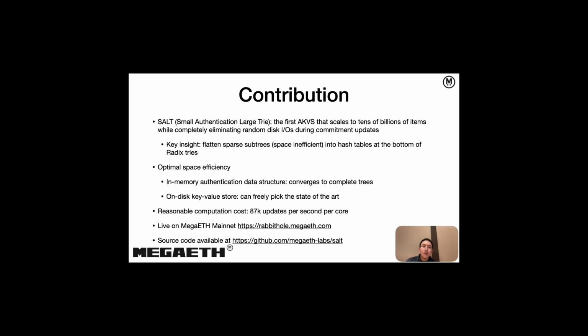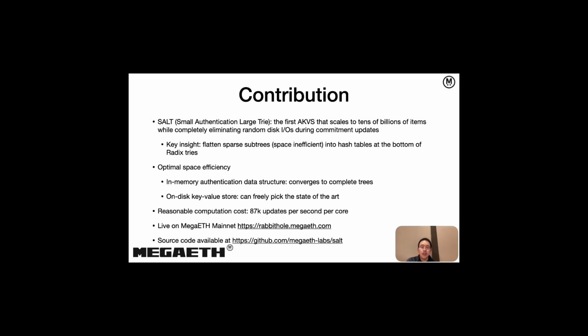All right, to quickly recap this talk, we briefly touched on MegaETH mainnet, the real-time EVM blockchain that can process tens of thousands of transactions per second at a 10 millisecond block interval. I really encourage you to check out the mainnet at rabbithole.megaeth.com. And then we focused on SALT, Small Authentication Large Trie, which is MegaETH's secret sauce to solve this state merkleization inefficiency. It is the first authenticated key value storage that scales to tens of billions of key value pairs while completely eliminating random disk IOs, which are totally unnecessary during state merkleization.